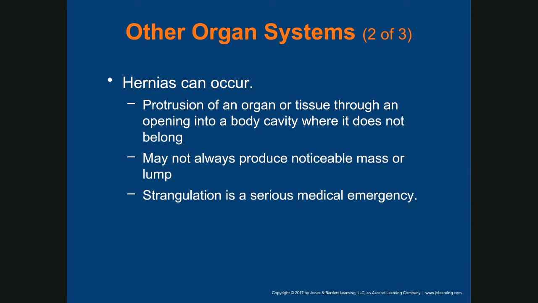So this is where the organ, parts of the organ protrude, or parts or tissue protrude, and the opening is so narrow that it starts to compress the blood vessels that supply that particular area, organ, or tissue. And this can cause the cells to die in the area.